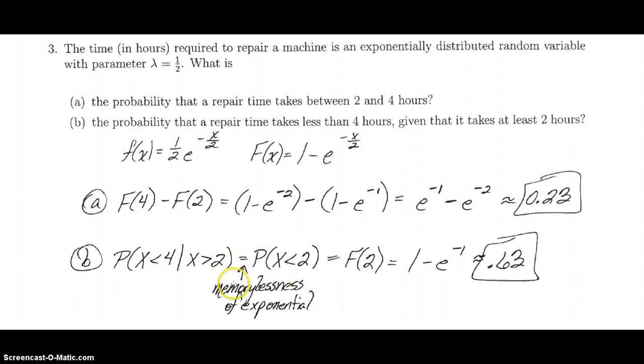And we also know by memorylessness that from 2 to 4 is the same as from 0 to 2. So the probability we're less than 4, given that we're at 2, is the same as starting off within the first 2, which is just capital F of 2. And we can just plug that 2 then into this CDF.